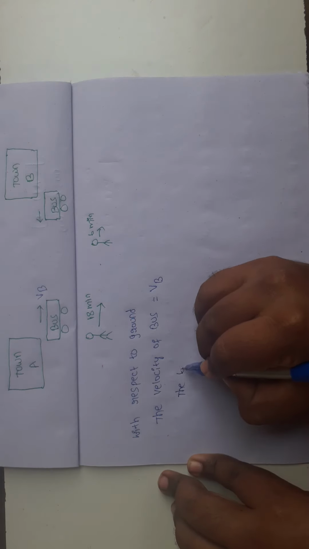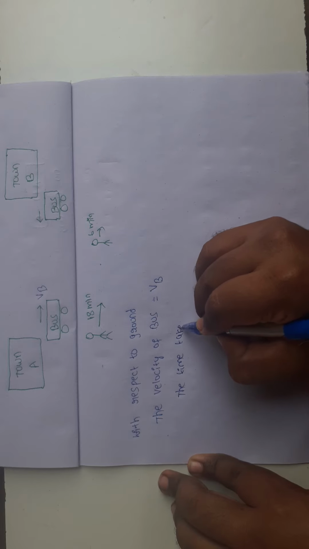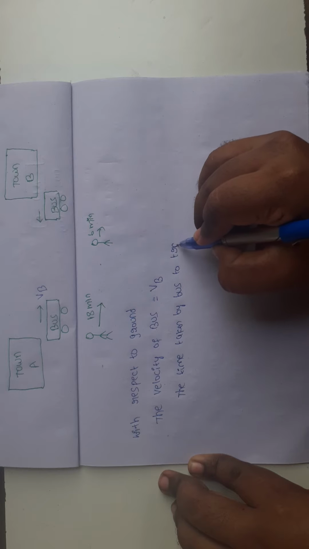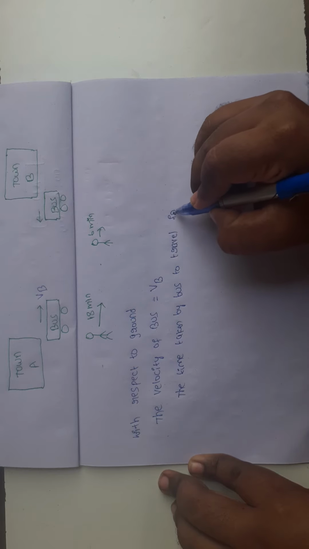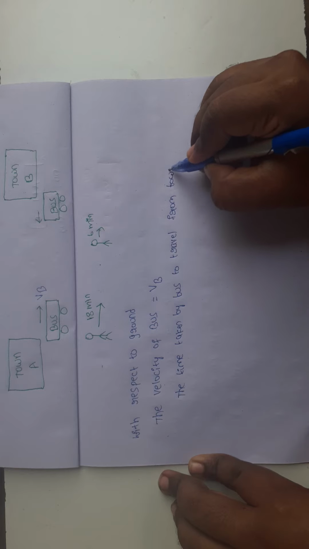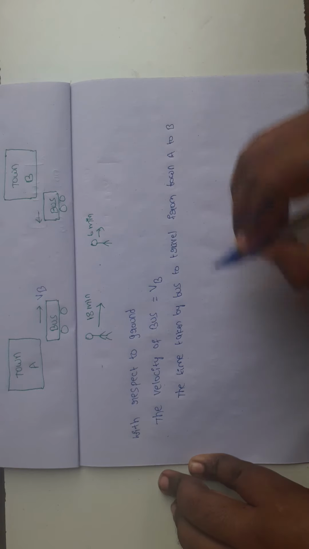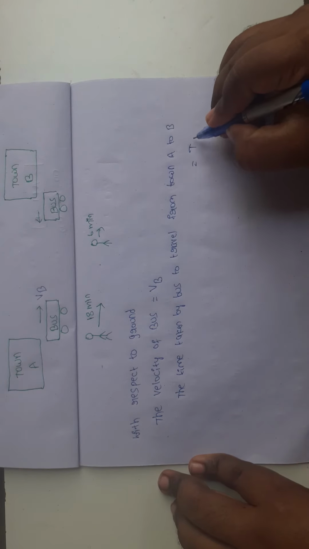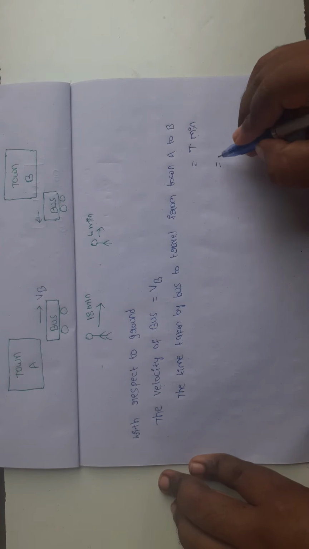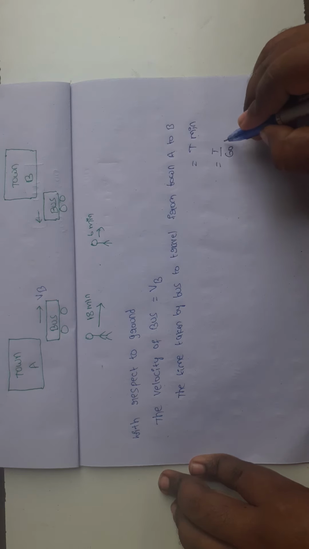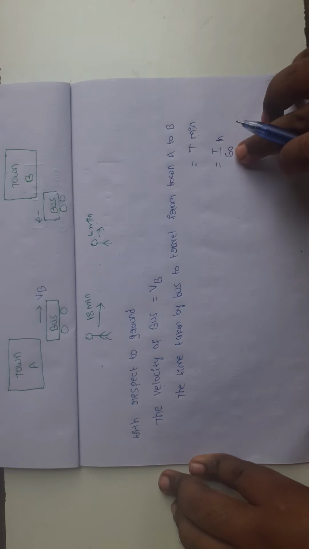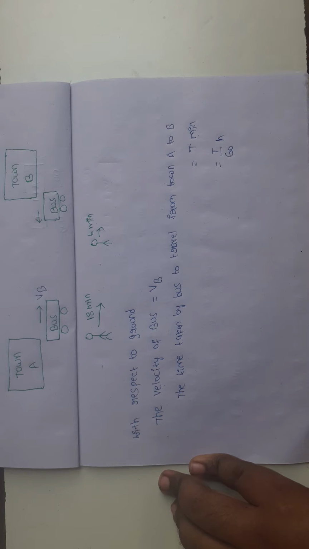Now the time taken by the bus to travel from town A to B. How much time does it take? T minutes, which is already given in the question. This can be converted into hours: T minutes is converted into T by 60 in hours.